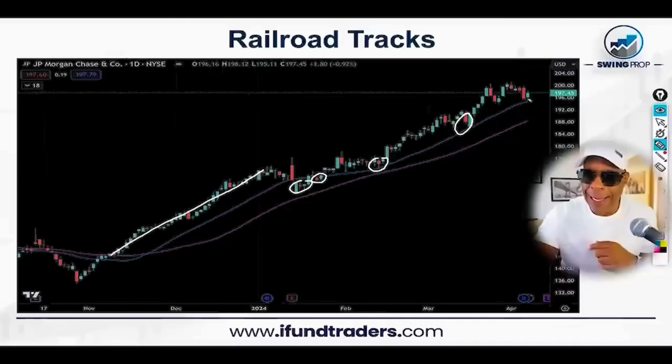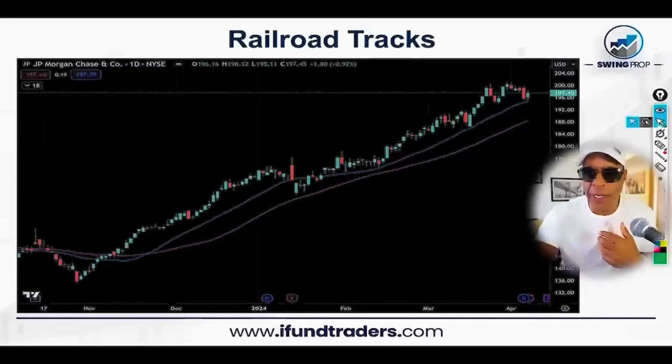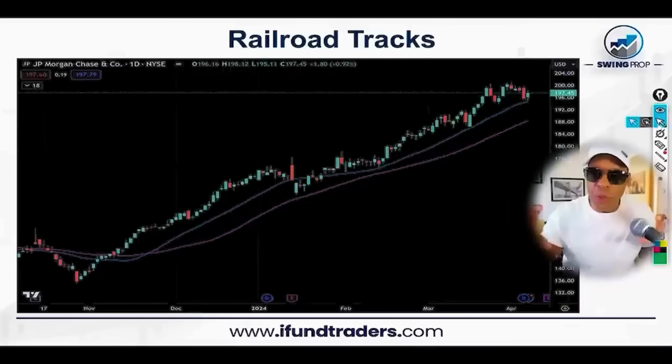And if we were to get a green here that takes out this red, it would be coming off the 20, and that would be an excellent additional swing entry. We're primarily looking for a color change in a fairly decent location in relationship to the railroad track formation, the railroad track setup, okay?